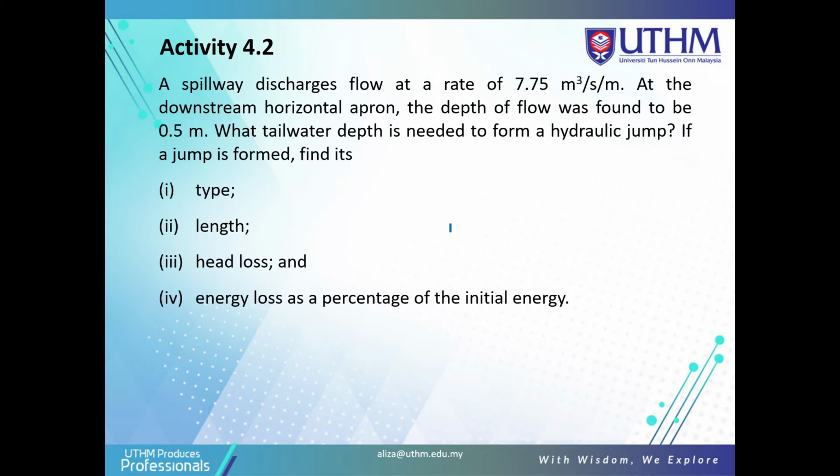Now look at the example here, Activity 4.2. A spillway discharges flow at a rate of 7.75 cubic meters per second per meter. At the downstream horizontal apron, the depth of flow was found to be 0.5 meter. What tailwater depth is needed to form a hydraulic jump? If a jump is formed, find its type, length, head loss, and energy losses as a percentage of the initial energy. They have the step by step to find the type of jump, the length of jump, the head loss and energy losses.